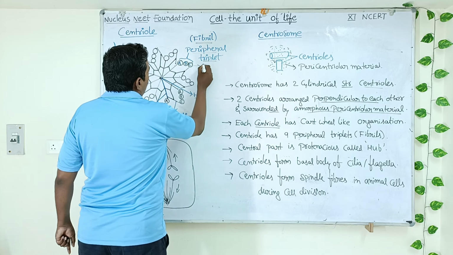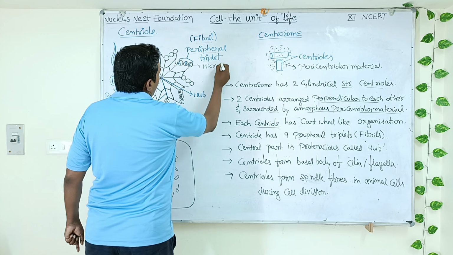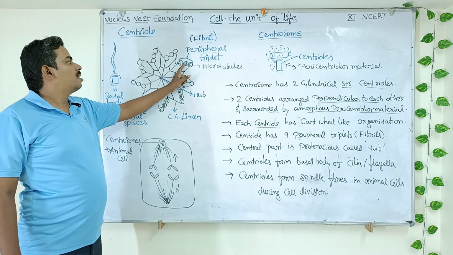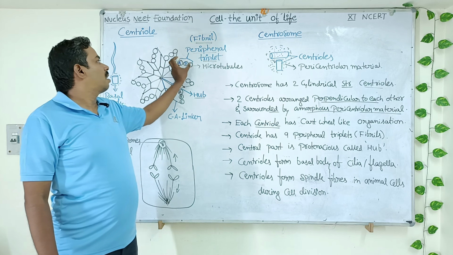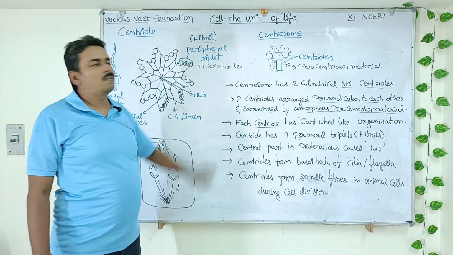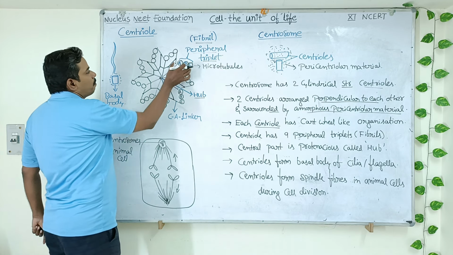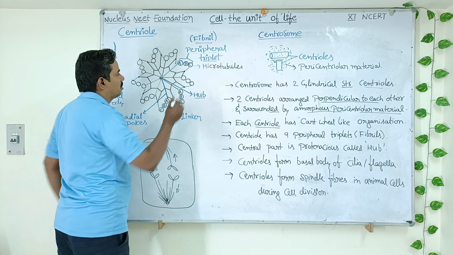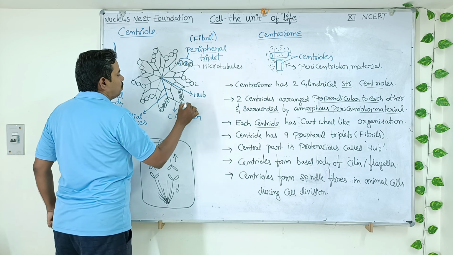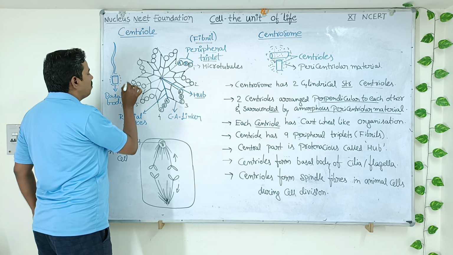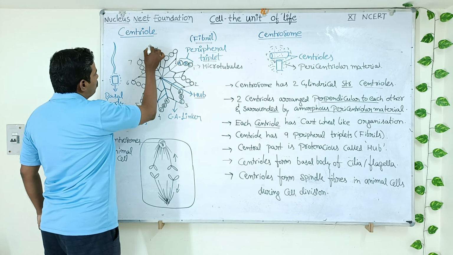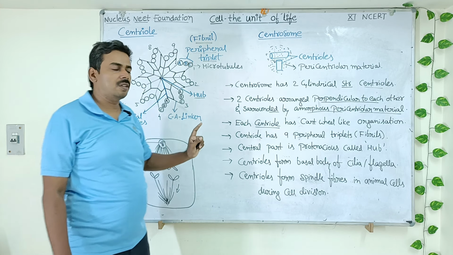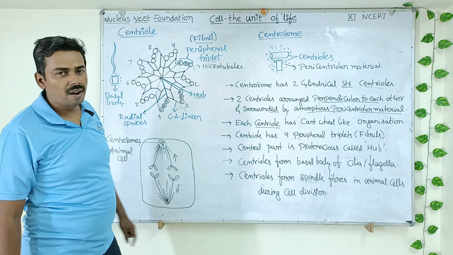These rounds represent microtubules. 3 microtubules, A, B and C. All these 3 combined together form a fibril, otherwise called a peripheral triplet. So like that, how many triplet units are there, students? There are 9 peripheral triplet units. Let's count. 1, 2, 3, 4, 5, 6, 7, 8, 9. Total 9 peripheral triplets are present surrounding the proteinaceous region called the hub.